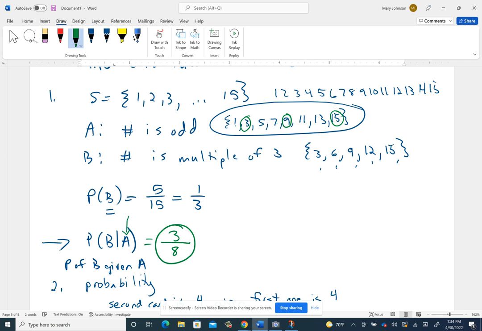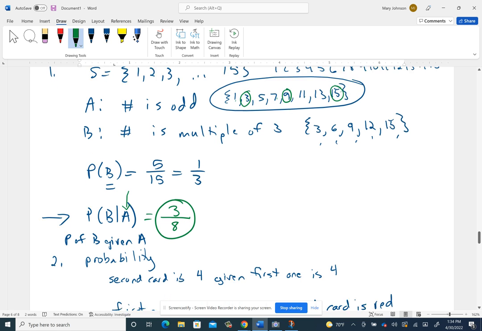So that given piece, the probability of B given A, means you just restrict the numbers under consideration to those that are odd, and then you see how many multiples of 3 there are in that.